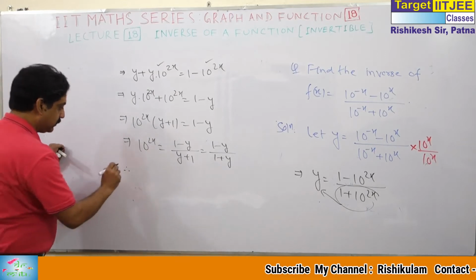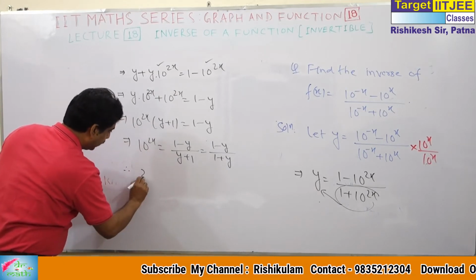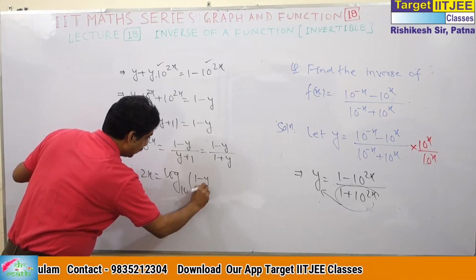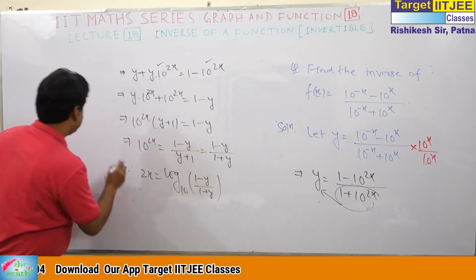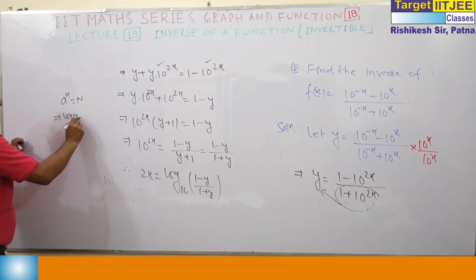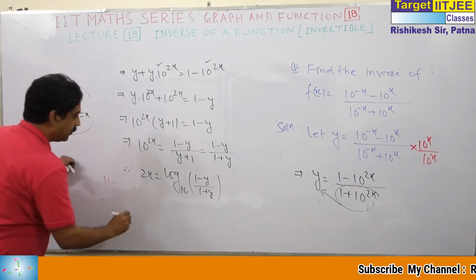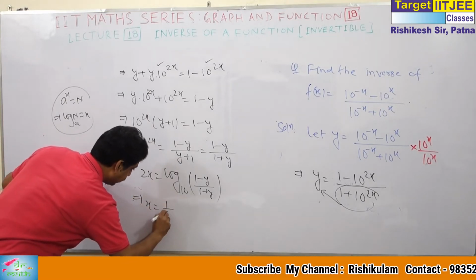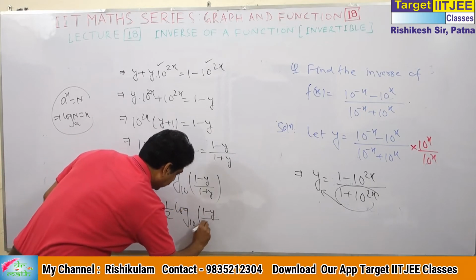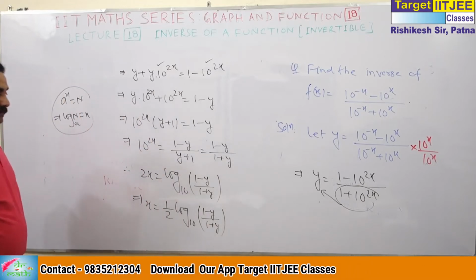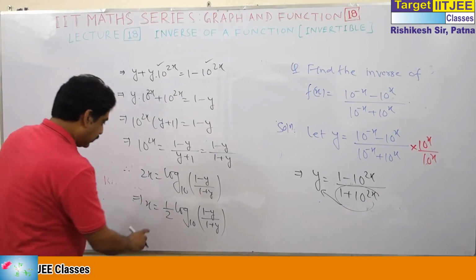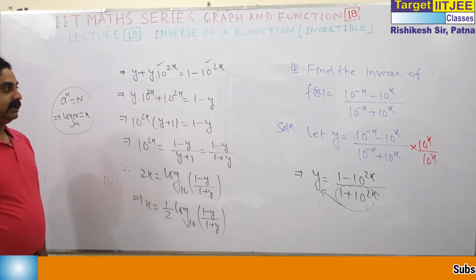Actually, we take log. Then 2x is equal to log base 10 of (1 minus y by 1 plus y). Actually you know, a to the power x equals n implies log n to base a is equal to x. That's what I have done here. So x is 1 by 2 log base 10 of (1 minus y by 1 plus y). So x is expressed in terms of y.